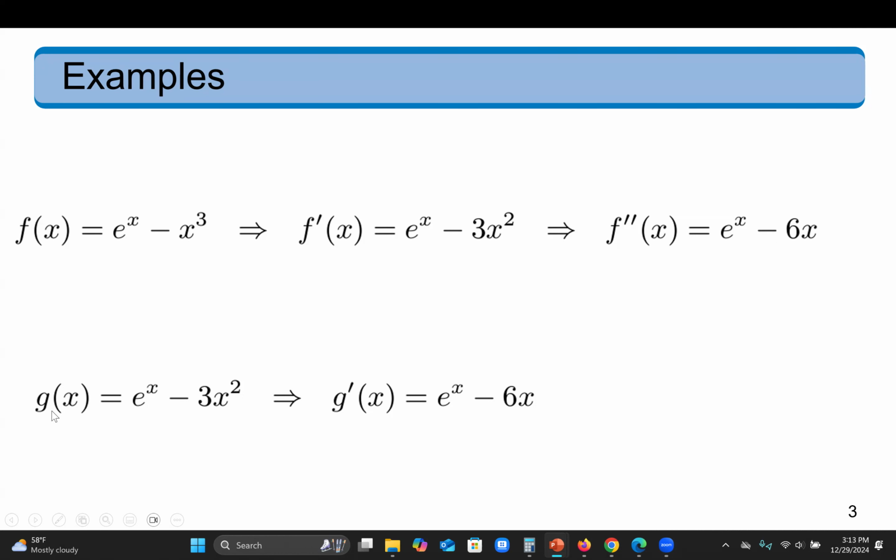Second example, we assume g at x equal to e to the power x minus 3x squared. So again, the derivative of e to the power x will give us e to the power x. The derivative of 3x squared will give us 6x. So our answer will be e to the power x minus 6x.